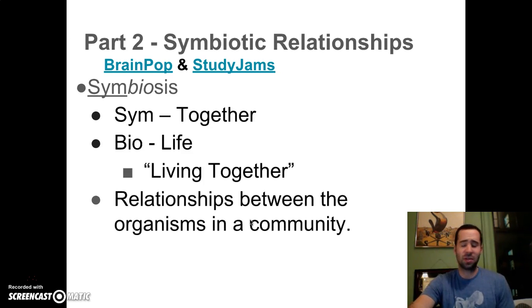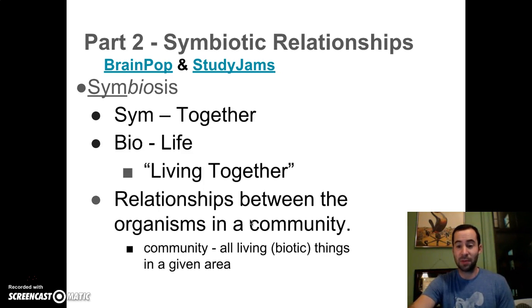And these are just relationships between organisms in a community. And just so you know, a community is all the living things in a given area. So just the biotic things. So the plants and the animals and the cells, those are biotic things. When we talk about a community, we're not talking about abiotic factors like the sun and water and soil.